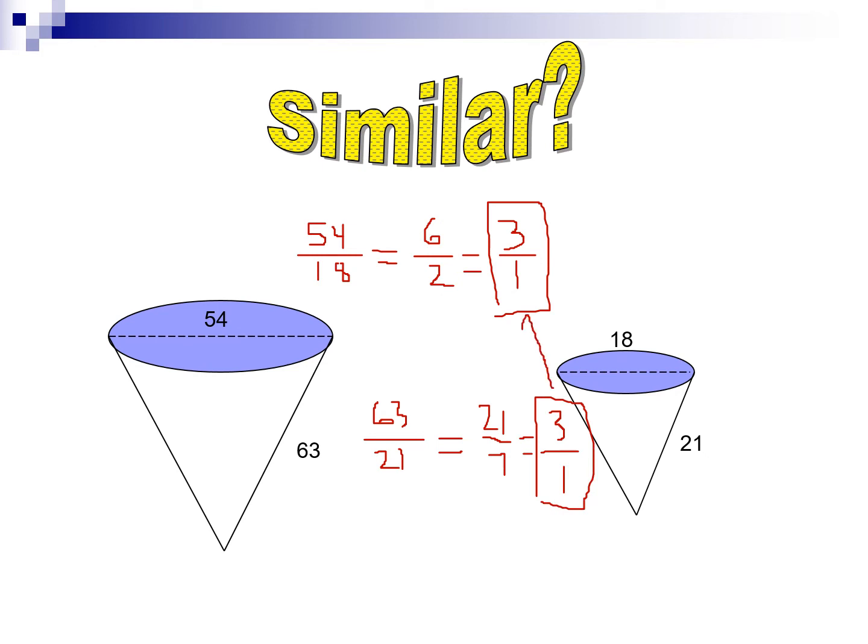Notice that when we reduce their ratios, they are equal to each other. So therefore, they are similar. Here's the symbol for similar. There you go.